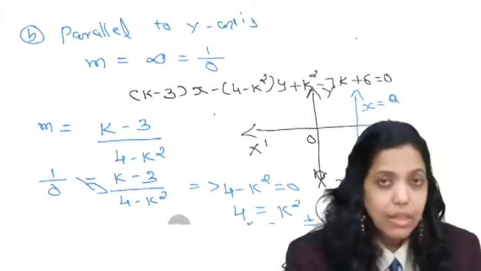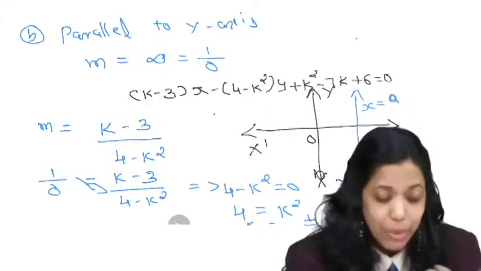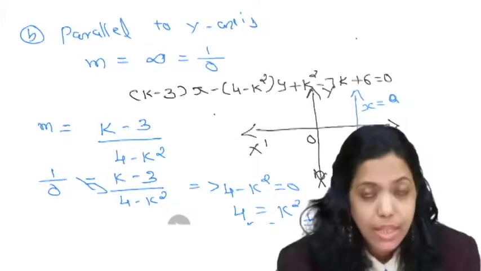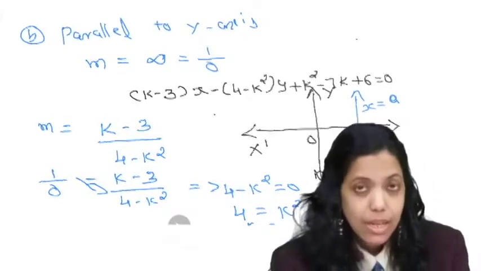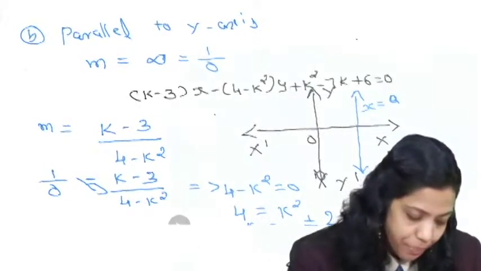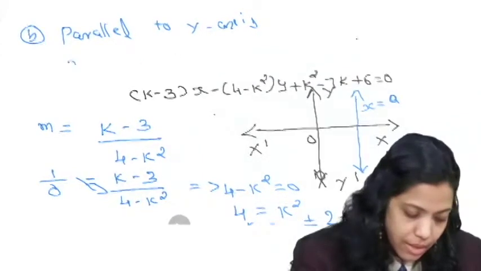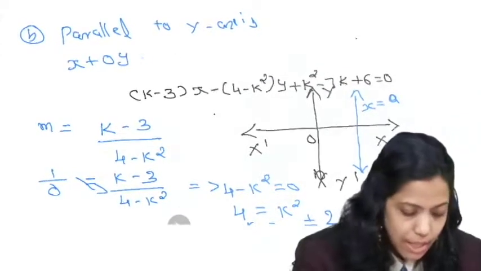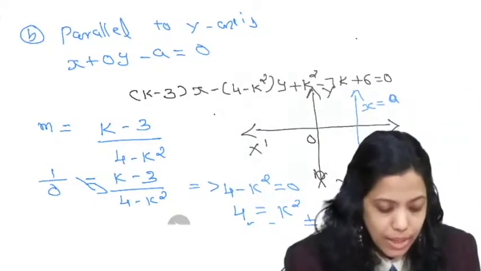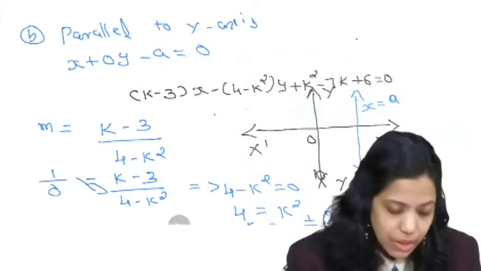It is when the line passes through the origin. Before that, let me say one more time that if it is x equal to a, that is the equation of the line parallel to the y-axis. So definitely if you represent it in standard form, we will get it as x plus 0 times y minus a equal to 0. That means we can say that the coefficient of y is 0. So we can equate the coefficient of y with a 0.